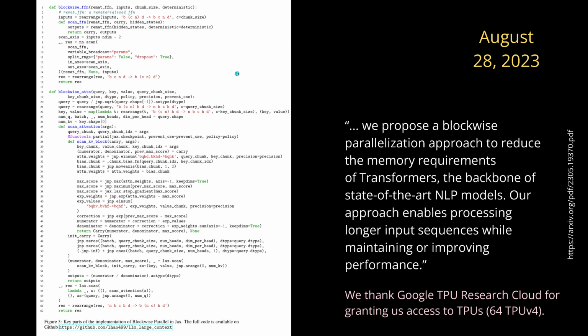This is it. So UC Berkeley proposed the Blockwise parallelization approach. Yeah. It is pure parallelization. So it is pure compute power to reduce the memory requirement of the transformer, the quadratic complexity. So we don't need Mamba anymore. We found a solution. It enables processing long input sequences while maintaining or improving the performance.